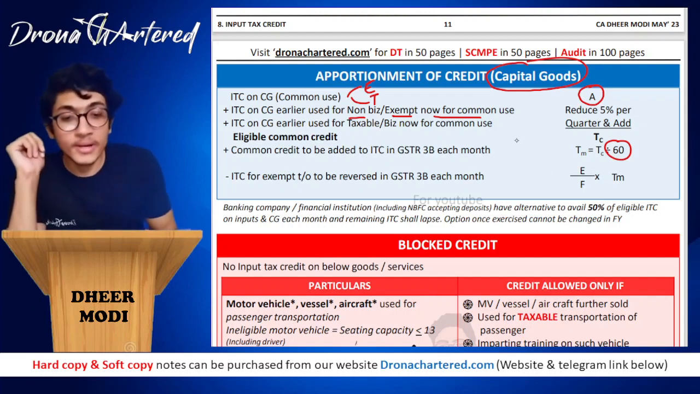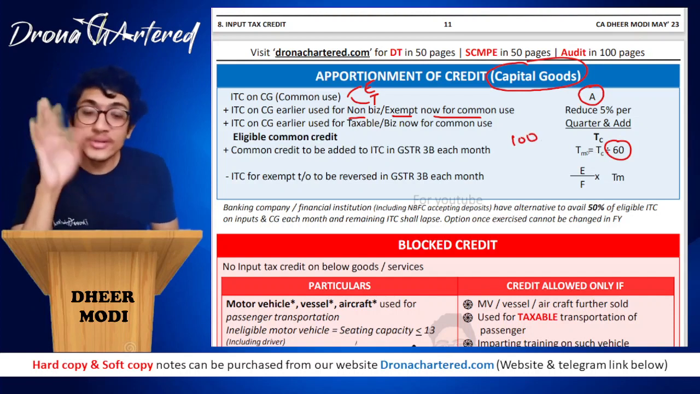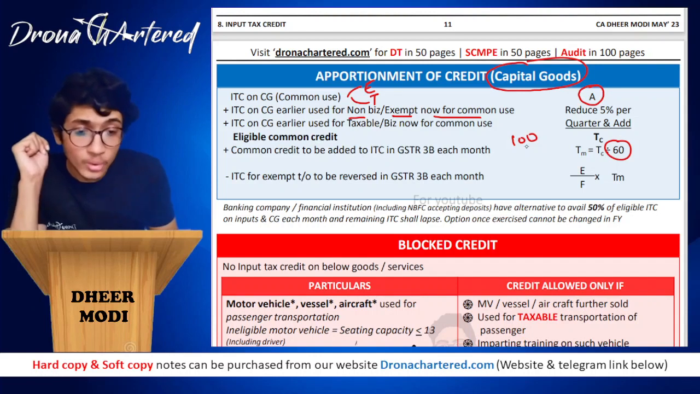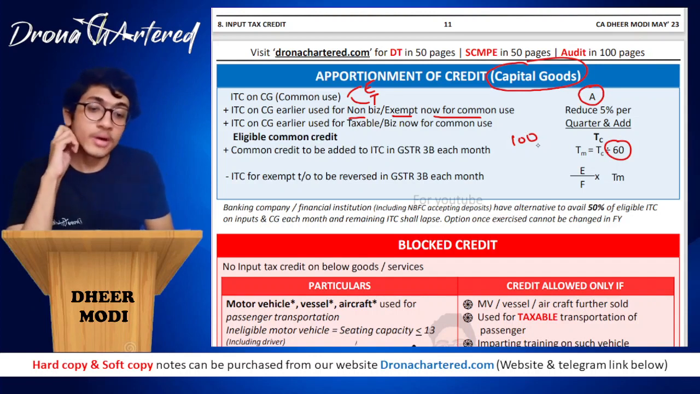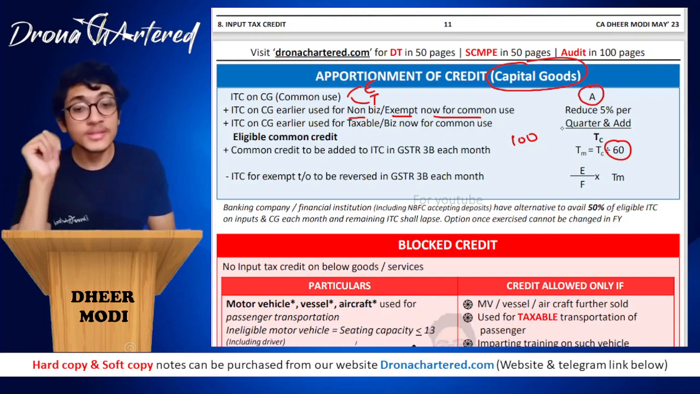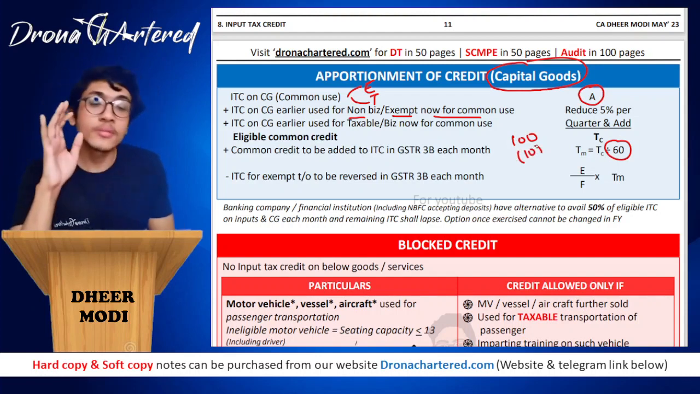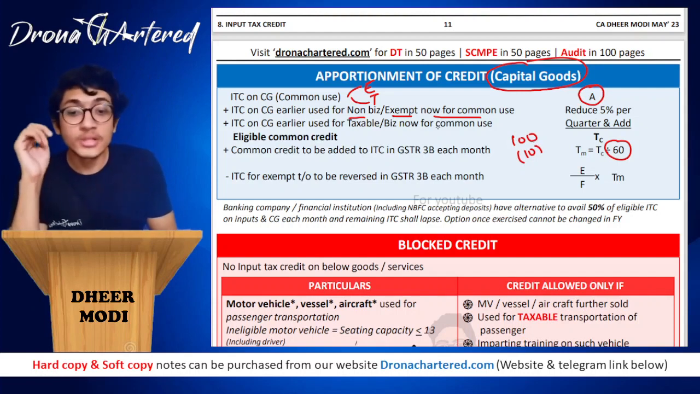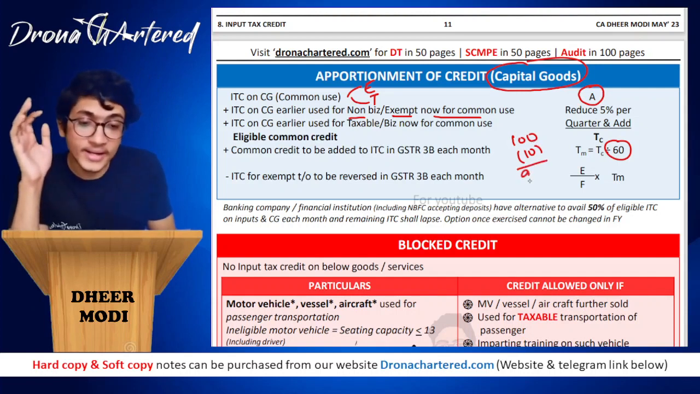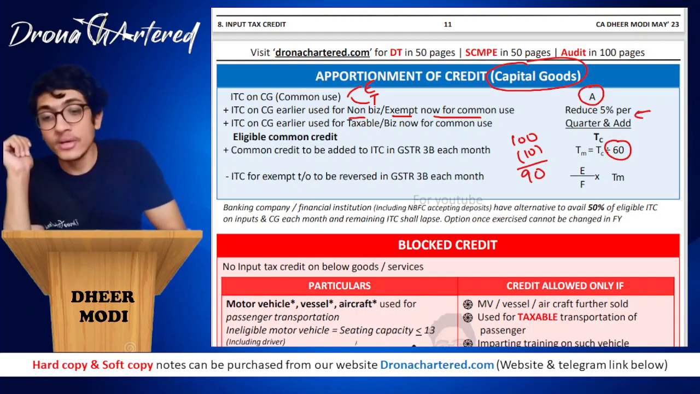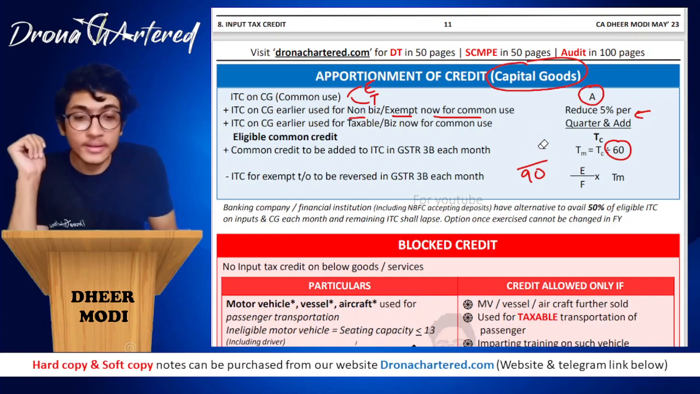For example, you had paid 100 rupees ITC and you used it for 2 quarters for non-business or exempt purpose, correct? So now out of this 100, since you used it for 2 quarters, I will reduce 5% per quarter, which means 10%. So this means that boss, 10 rupees you have already used out of this machinery stock to manufacture your non-business or exempt supplies, and the rest 90 now you are using for common supplies. Therefore, you will add only 90 over here. Clear? I hope that is clear to you.